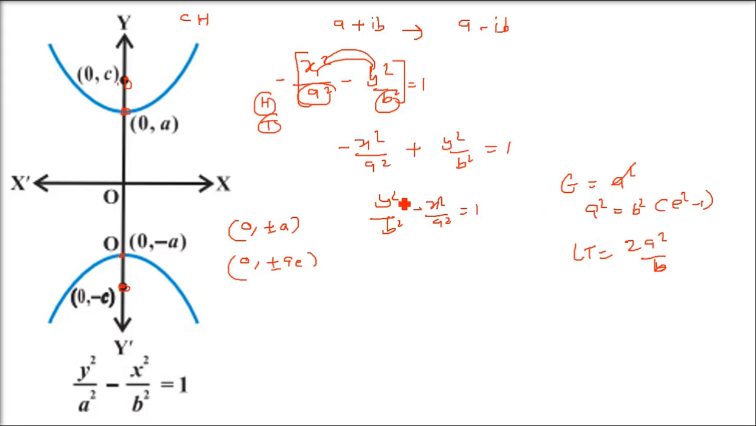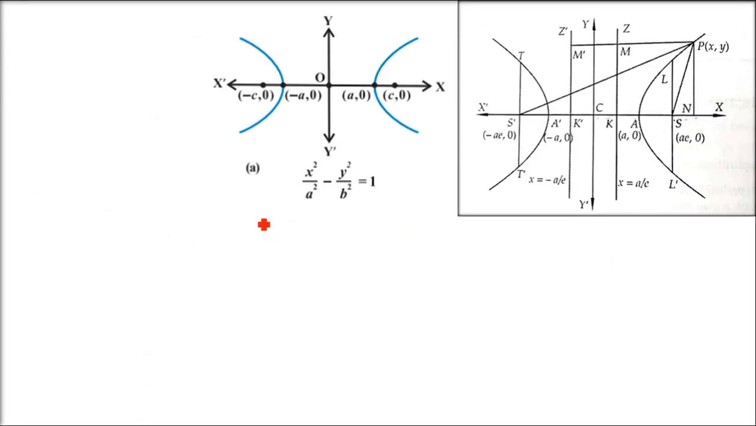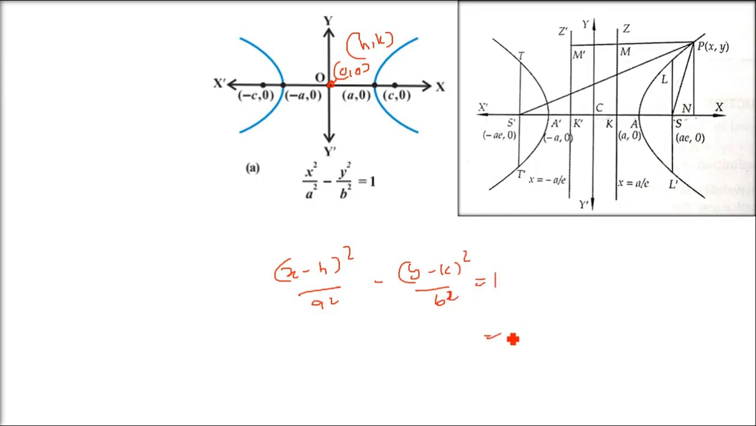One more thing, just one: if the center is not 0 0, how about a hyperbola not having the center at 0 0, then it is some point h k which is not 0 0. How are you going to write the equation? X minus h whole square by a square minus y minus k whole square by b square equals 1. This is all about the hyperbola.